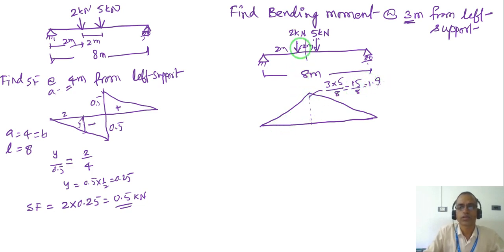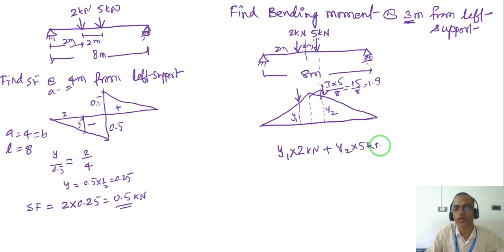And now transfer these loads directly here, and using the similar triangle concept, just find this ordinate, let us say y1, and also find this ordinate, let us say y2. So y1 into 2 kilonewton plus y2 into 5 kilonewton will be the total bending moment at the section, let us say x.